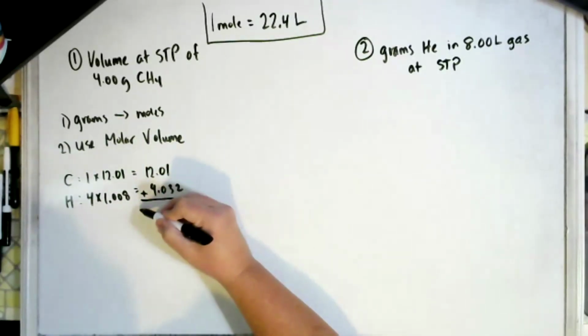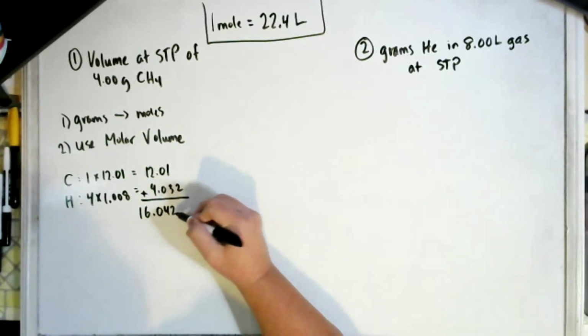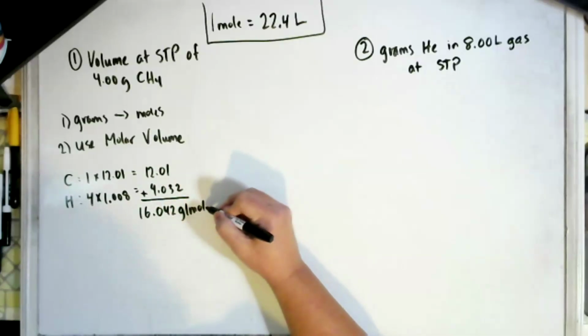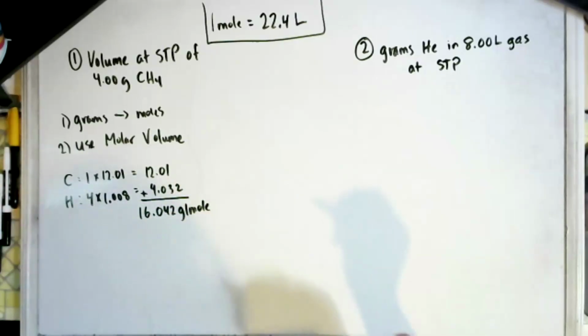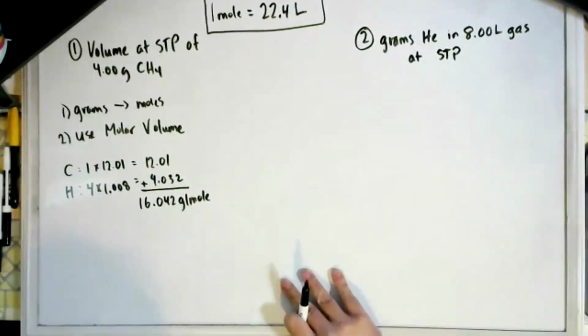Now I'm going to add these together. We get 16.042. 16.042 grams per mole. That's my molar mass for my CH4.